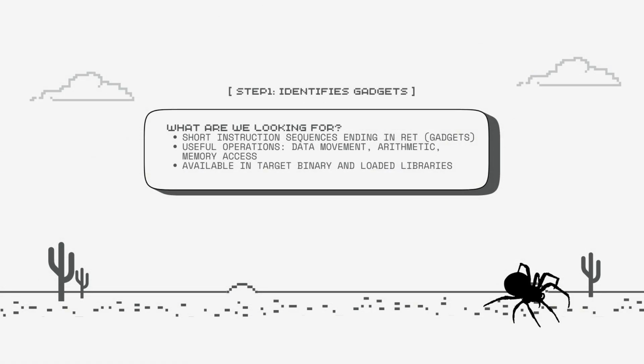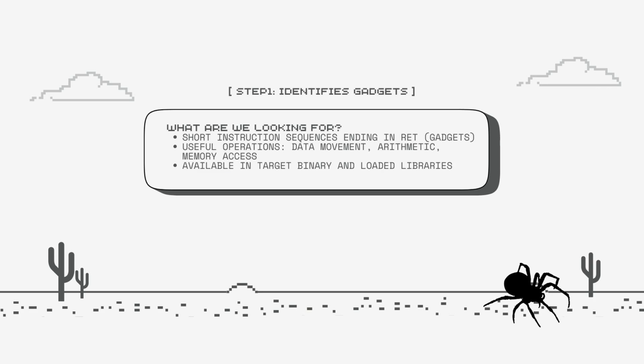Step 1, identifying gadgets. What exactly are we looking for? We're searching for short instruction sequences that end in a RET instruction. These are our gadgets. The RET instruction is critical because it pops an address from the stack and jumps to it. This is how we chain gadgets together. We want gadgets that perform useful operations, data movement between registers and memory, arithmetic operations like addition or subtraction, and memory access operations for reading and writing.